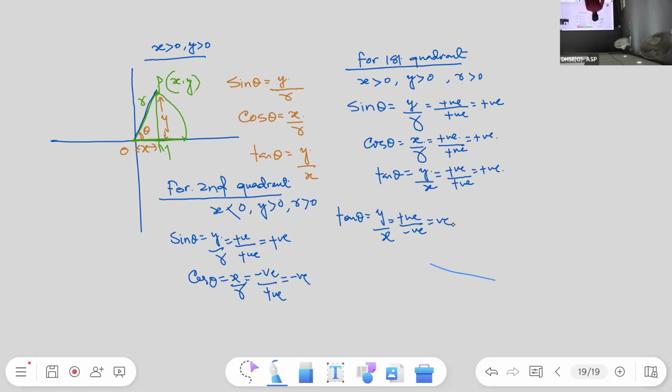So first quadrant, all positive. Second quadrant, sin and cosec are positive, others are negative. Similarly, we can prove for third quadrant and fourth quadrant. So the rule is ASTC: all, sin, tan, cos.